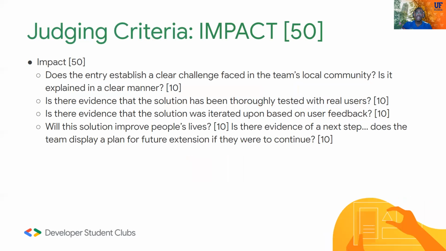The first criteria that we have is impact. When judging impact, Google wants to see projects that identify and explain your team's challenges in a clear manner. They want to make sure that the project has been thoroughly tested with real users and it was created and amended based on user feedback. Given the COVID situation, there's a little bit more leniency with this individual criteria, just because of COVID restrictions, you're not as able as you were before to conduct actual user testing. So this is something that they're also taking into account as well.